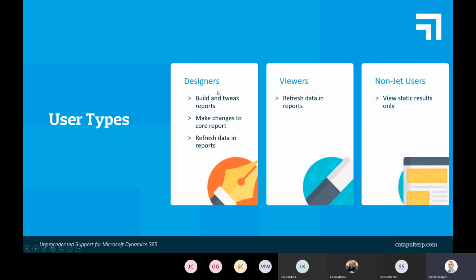Either a designer or a viewer can run the report. And because it's an Excel file, you just save it and you can attach it to an email or distribute it to non-Jet users. They can look at the static values of that report. They won't be able to refresh it or drill into it, all that kind of stuff. But at least, that's one possible user group you might have as well.